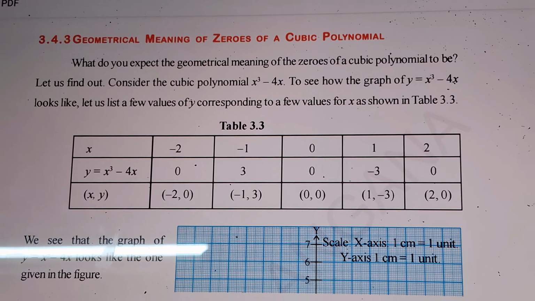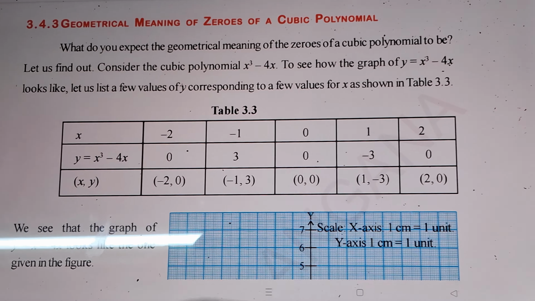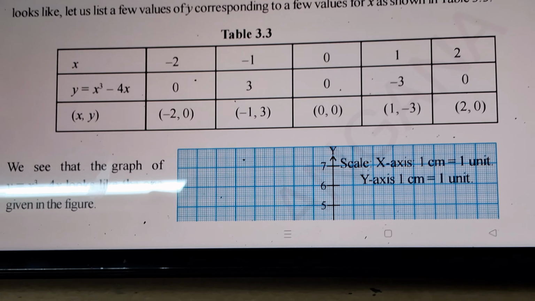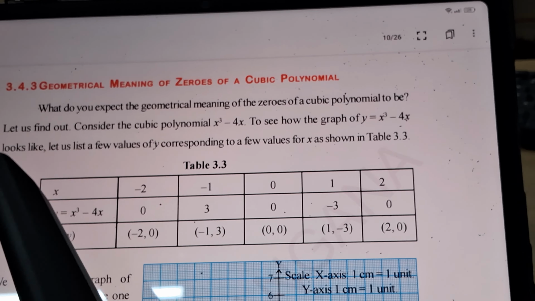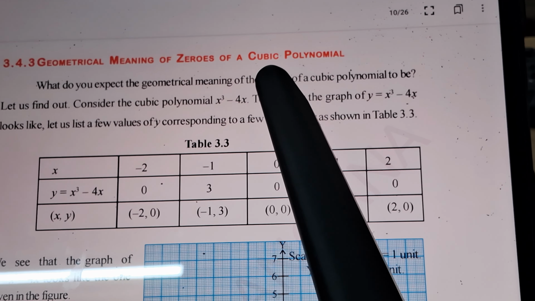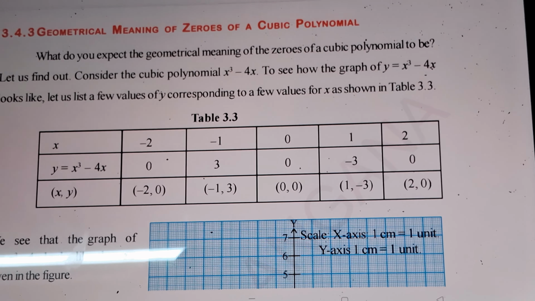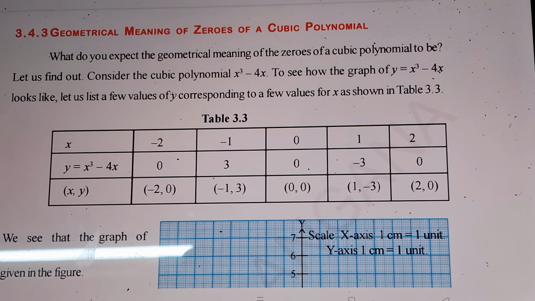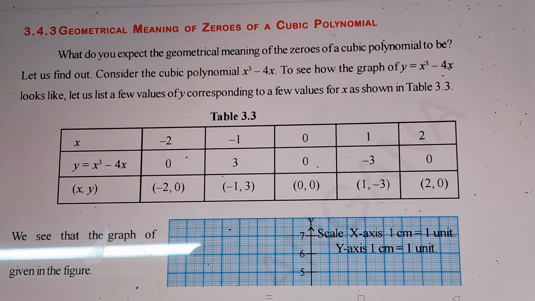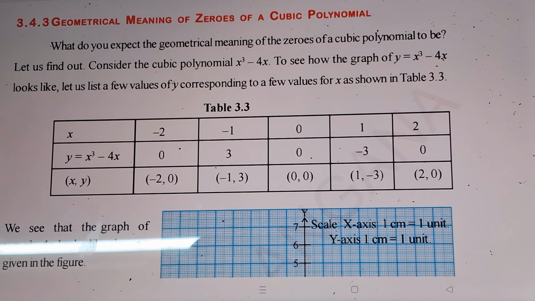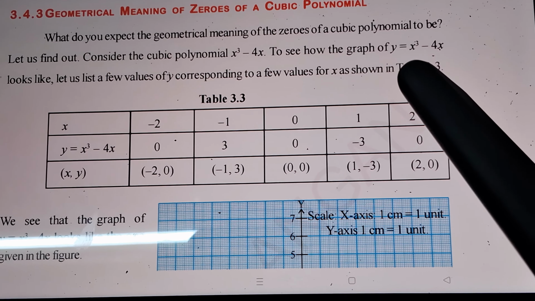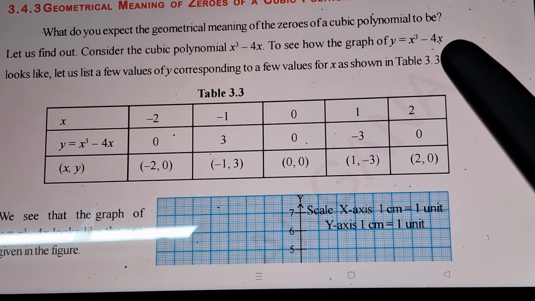Now children, let us talk about geometric zeros of the polynomial. Geometrical meaning of zeros of a cubic polynomial. What is the meaning of cubic polynomial, children? Cubic polynomial means a polynomial which has power 3. See, you have got it here: y is equal to x cube minus 4x.